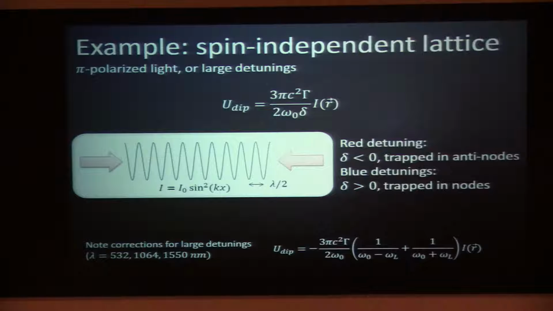If the light is red detuned, then the atoms are trapped in regions of high intensity, or the antinodes of that standing wave. And if it's blue detuned, they're trapped in the nodes. That's an optical lattice, and that's how it's made. Simple stuff. Okay, so there's another example.